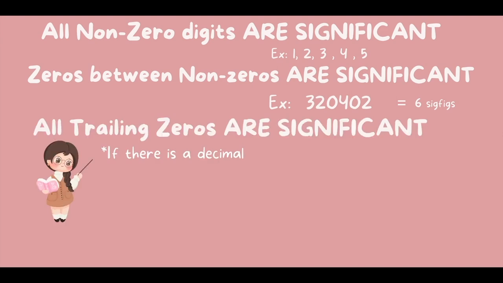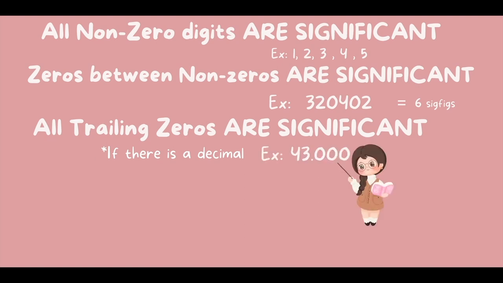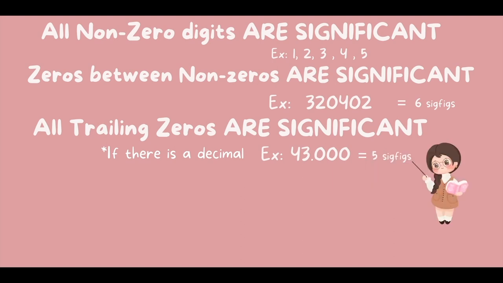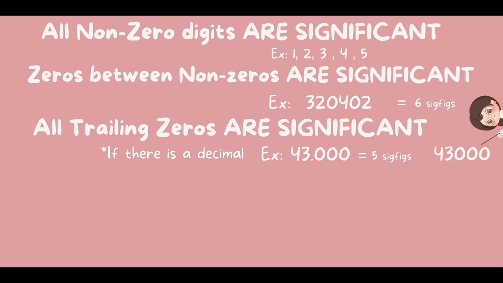The third rule is all trailing zeros are significant if there is a decimal. So for example, 43.000, this number, we have a decimal, so we're going to count the trailing or ending zeros as significant. So in total, here we have 5 sig figs. If we have the same number but without a decimal, which I guess technically isn't the same number, but let's just say we have 43000, there's no decimal, that means you're not going to count the trailing zeros. So instead here we only have 2 sig figs.